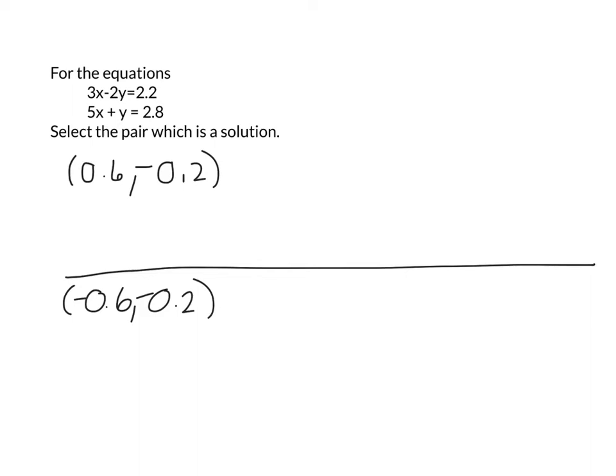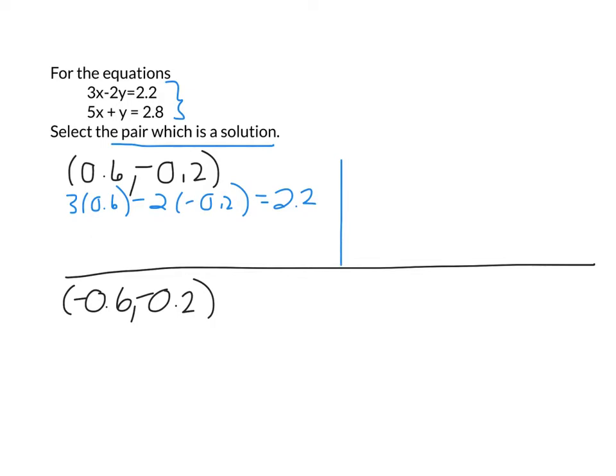To find if the pairs are a solution to the two equations, we're going to take the pair and substitute the values of x and y into each equation. To begin, we're going to substitute 0.6 for the value of x in the first equation, minus 2, the value of y is negative 0.2, equal to 2.2 in our first equation.